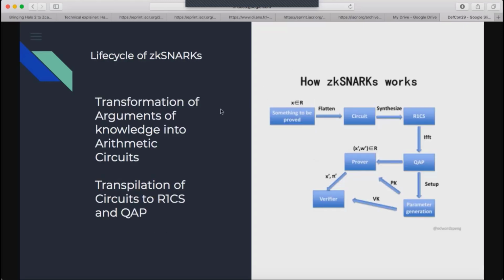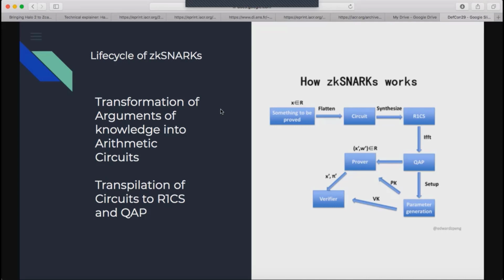So let's now reflect on this life cycle of ZK SNARKs. It transforms arguments of knowledge into arithmetic circuits, and it's a transpilation of circuits into R1CS and the quadratic arithmetic programs. This diagram on the right side shows it a little bit more simply. When we have an expression, we need to prove. For example, we want to prove that 2 is an even number, or we want to prove that 7 is a prime number. We have to convert that into an arithmetic circuit.